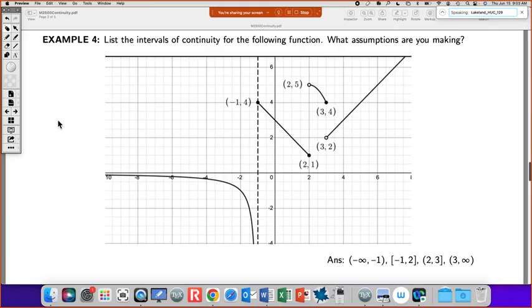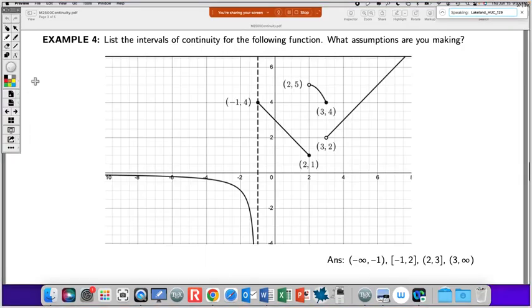Okay. Now back in the day, you might be familiar with this symbol. That's the union symbol, right? Like with domains and stuff. We don't do that with intervals of continuity. We just list them out. Okay. Here's why we don't use the union symbol.